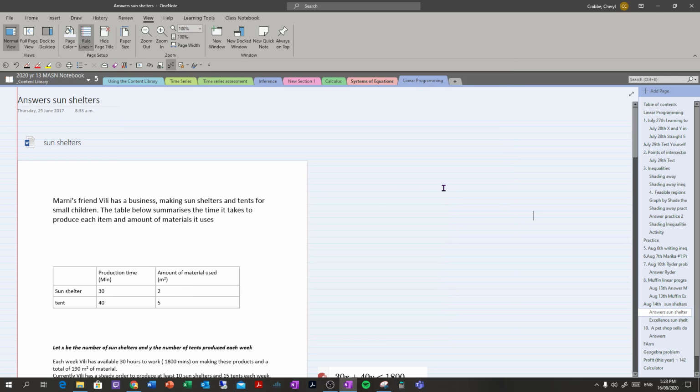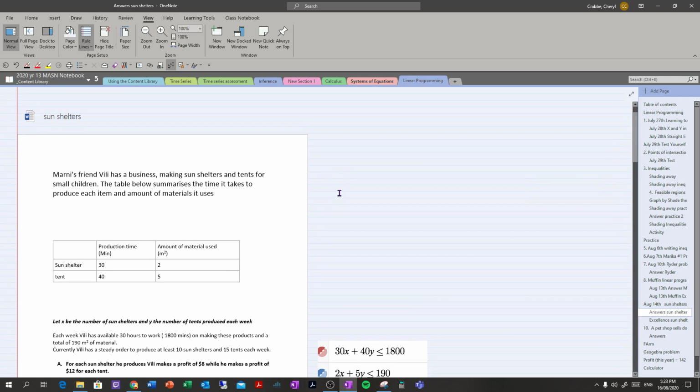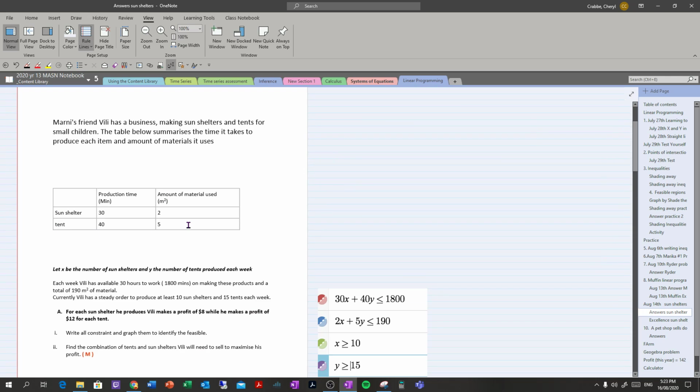Okay, let's have a look at the sun shelters problem, and we'll do this to merit level. And then I'll do a separate one for the excellence. Marna's friend Billy has a business making sun shelters and tents for small children. The table below summarizes the time it takes to produce each item and the amount of materials used. So when they do a table like this, they're giving you constraints. So you have to identify what your constraints are and so on.